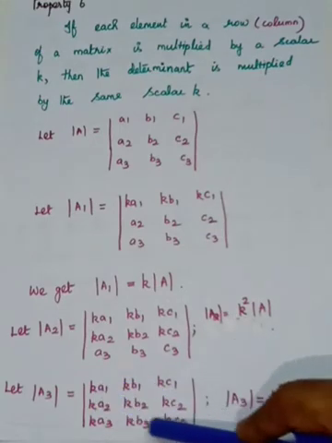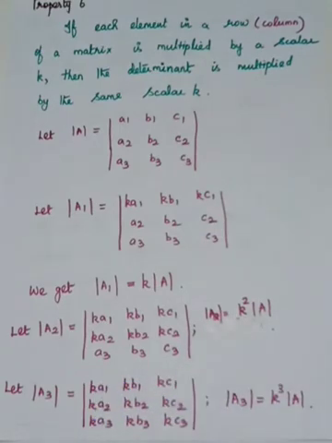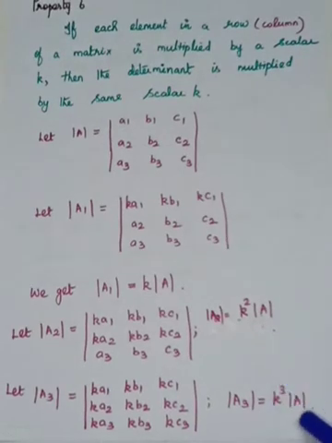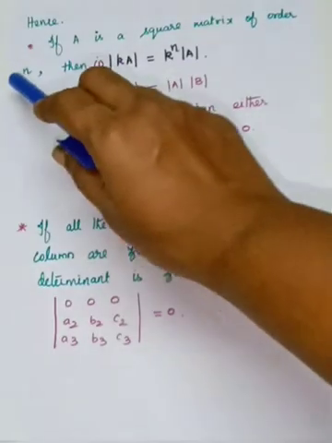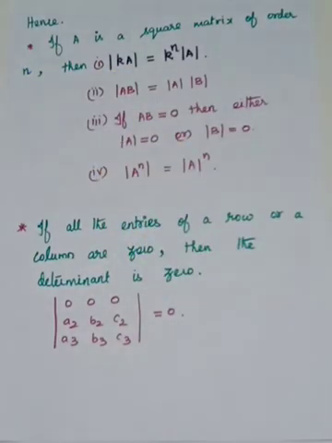So here all the rows are multiplied by k. So therefore the value of the determinant is equal to k cube into determinant A. In the same way, A is a square matrix of order n. N means it has n rows and n columns.